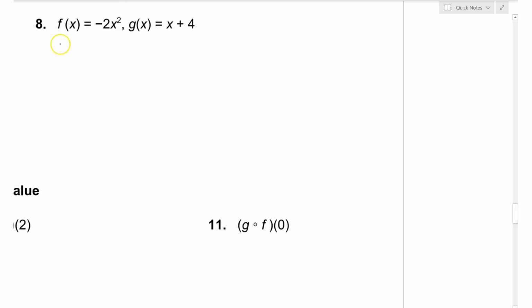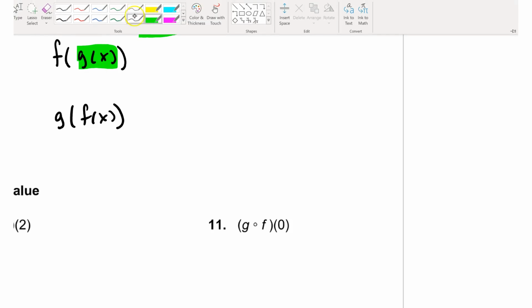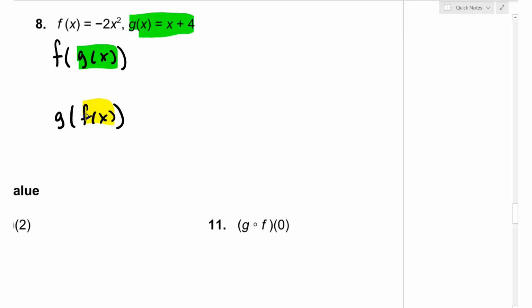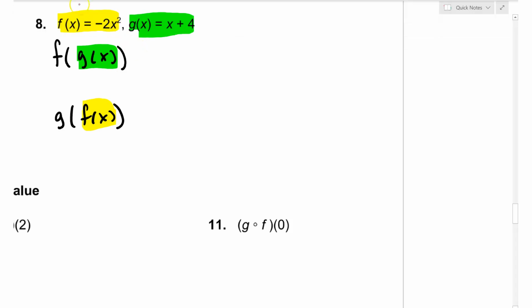So now what we're going to do is we're going to do f of g of x for number 8, and we're also going to do g of f of x. Once again, I'm going to color coordinate. So we know that g of x is going to be, in this case, green here. That is your input. And then your input for your other composition is f of x. So just keep that straight. And now we'll go ahead and do some algebra.